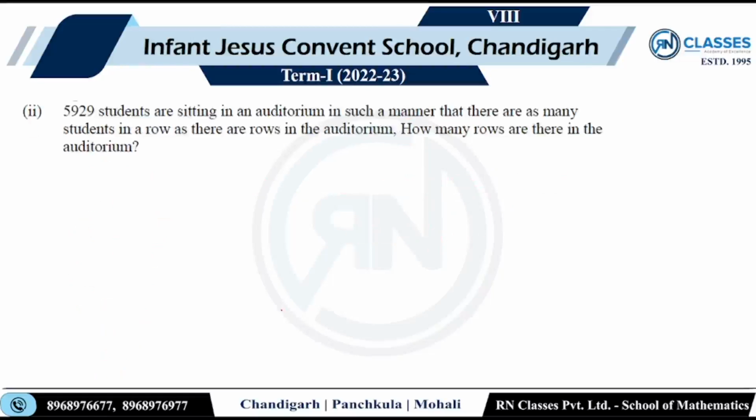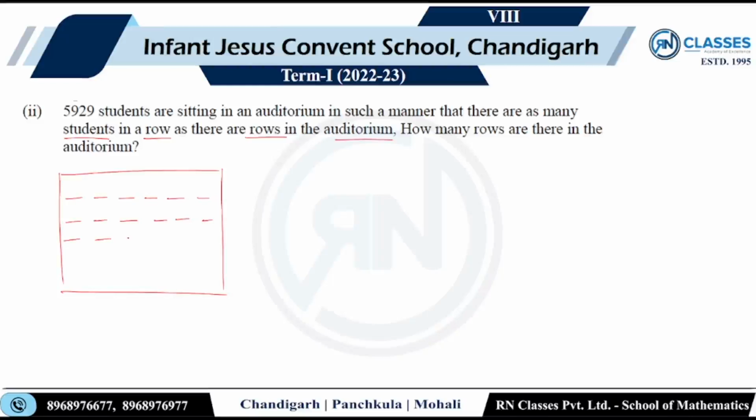That's it. Part 2. 5929 students are sitting in an auditorium in such a manner that there are as many students in a row as there are rows in an auditorium. Okay. See, this is the auditorium. Inside it, here, here, here, all the places students will be sitting. Right? Now they have said there are as many students in a row as there are rows in an auditorium.